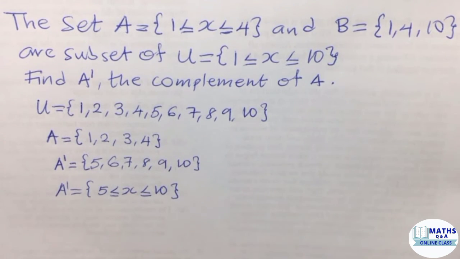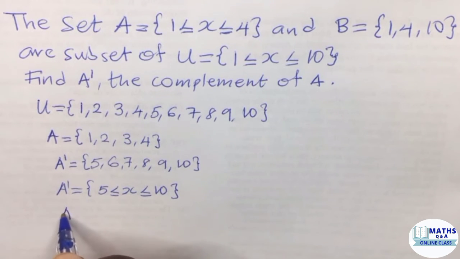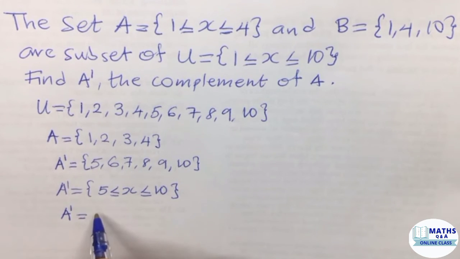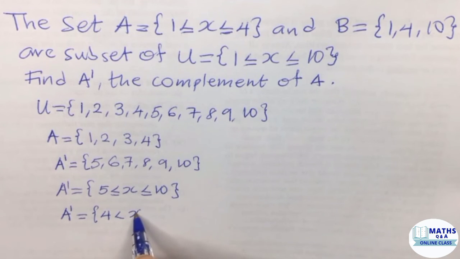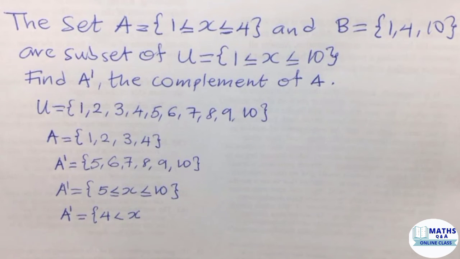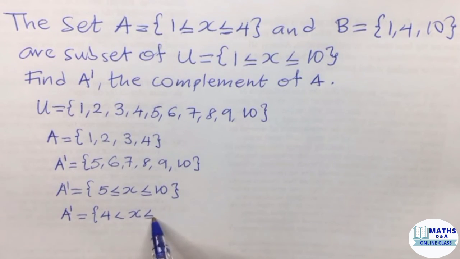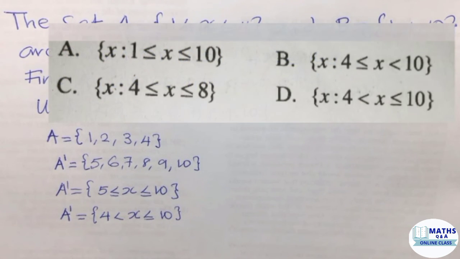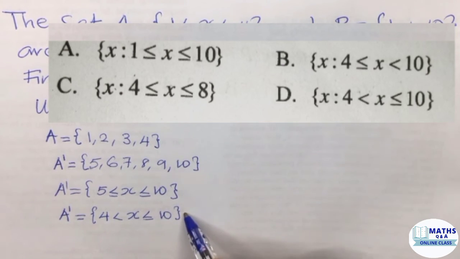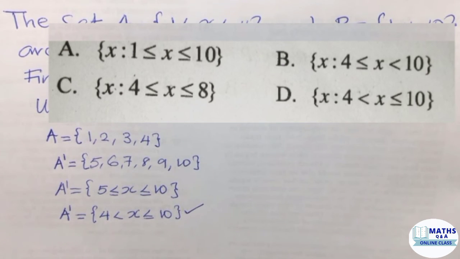We can also rewrite A complement in a different way. Now we are not going to start from 5 itself. We want to start from 4. If that is the case, then we cannot include 4 in the list of elements. So that's going to give us x greater than 4 and x less than or equal to 10. If we compare these 2 answers to the options that we were given, we can see clearly that the second option is the one that we are taking into consideration. So our answer will be D.